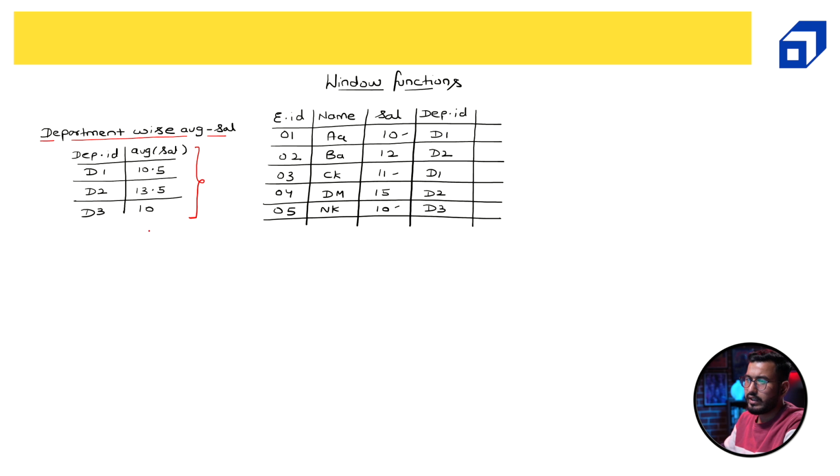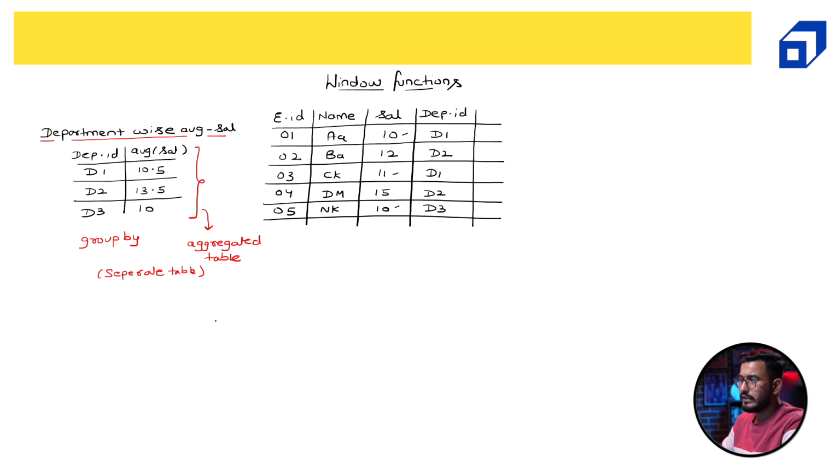Now this particular output is basically generated after applying group by. We have used the command group by, and this is the aggregated table which we have obtained as an output. But what if I do not want this table as an output? This is a separate table that is generated after applying the group by command. I do not need this separate table.